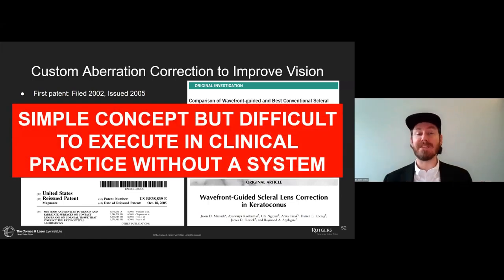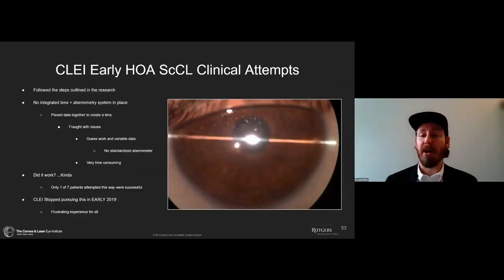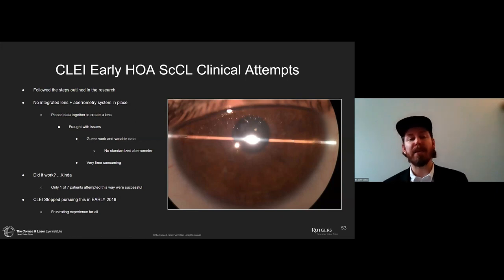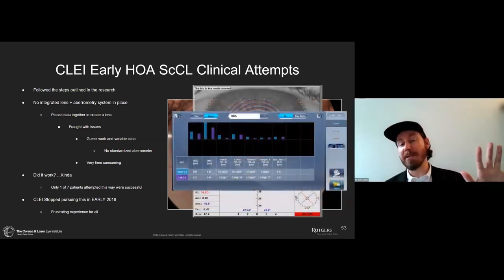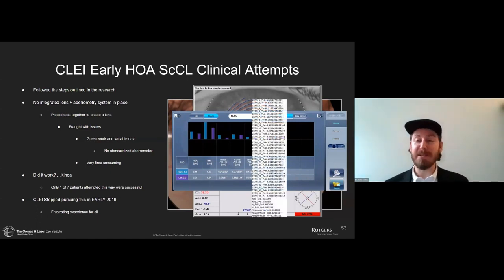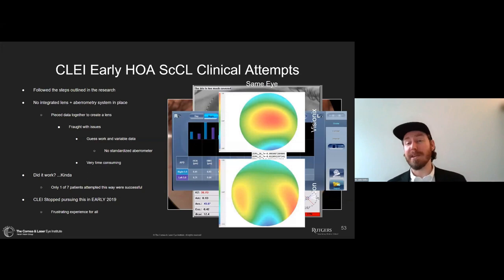In concept, this is very simple to do, but it's extremely difficult to execute in clinical practice without a system. In our early attempts at this, we tried to do this without a system by following the steps outlined in the research, but without integrated lenses and aberrometry in place. What we had to do was piece it all together. We took images, we took measurements off of placido topography, we took aberrometry off of multiple devices, we jailbroke those devices so we could get the aberrometry profiles out. We tried to create optical profiles, and you can see that they were very different from aberrometer to aberrometer. It was very, very time consuming, and it didn't really work. We had 1 out of 7 patients that was successful with this. So we stopped pursuing it in 2019.